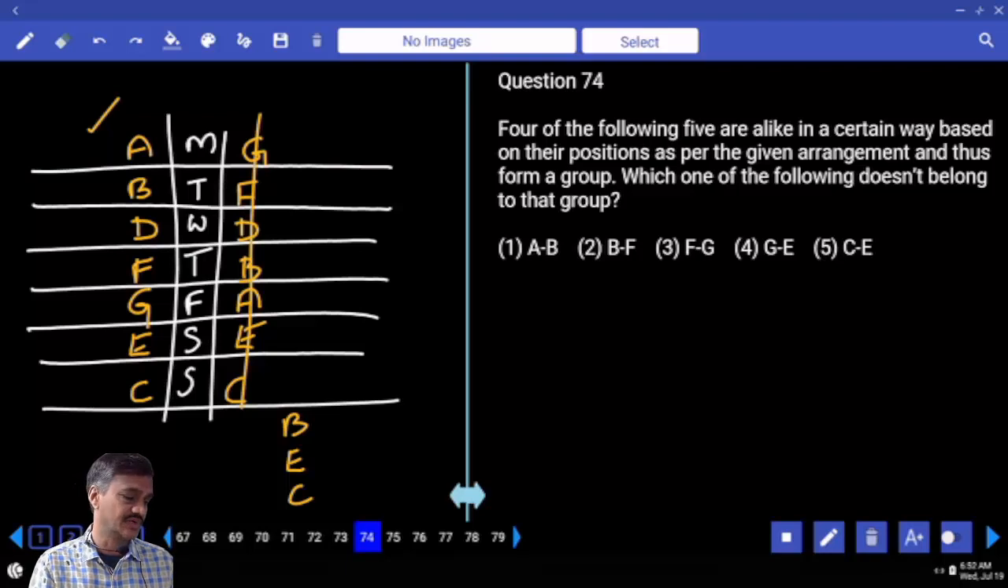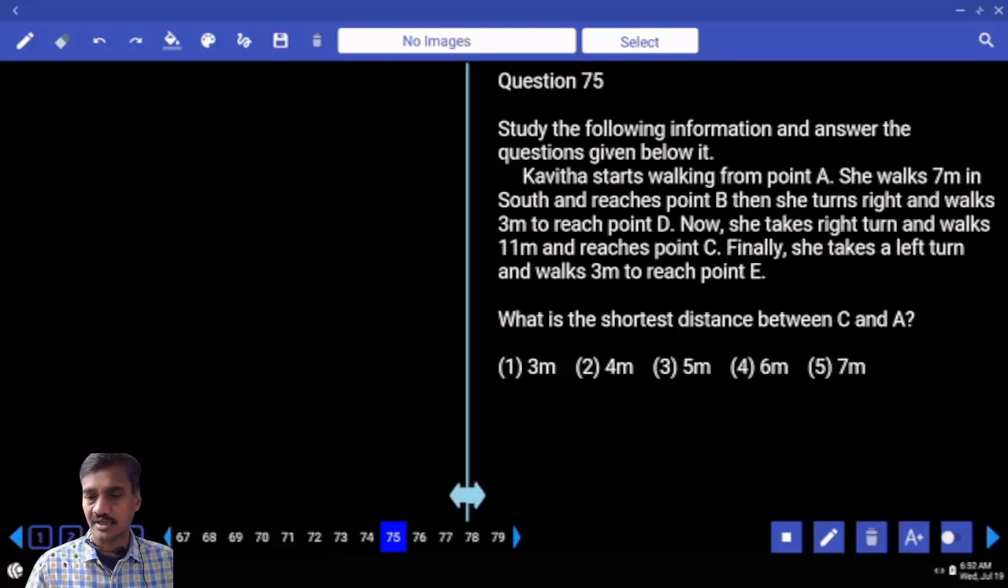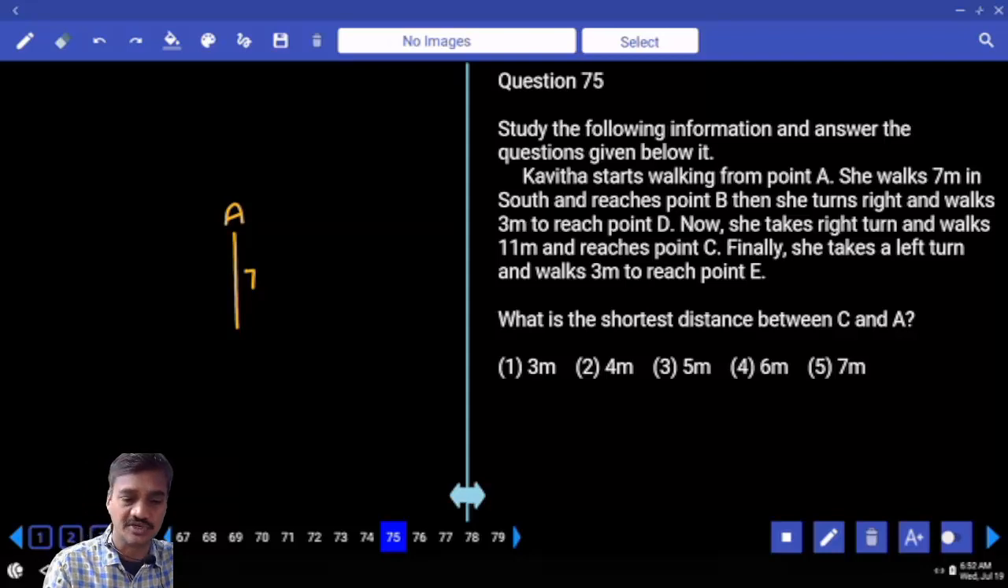The next one, 75 to 77. Now 75 to 77 is based on directions. Kavita starts walking from point A. This is the starting point of Kavita. From here she walks 7 meters south and reaches point B.